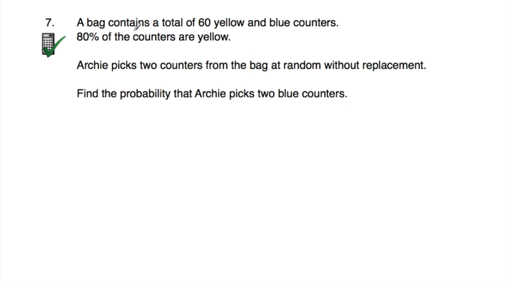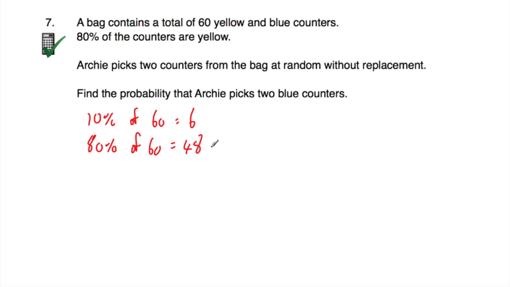Okay, so in this question, the first thing I'm going to do is work out how many yellow and how many blue counters there are. So let's work out 80% of 60. 10% of 60 is equal to 6. And then if we want to find 80% of 60, we just need to times that 6 by 8 because it's 8 lots of 10%. So 8 times 6 is equal to 48.